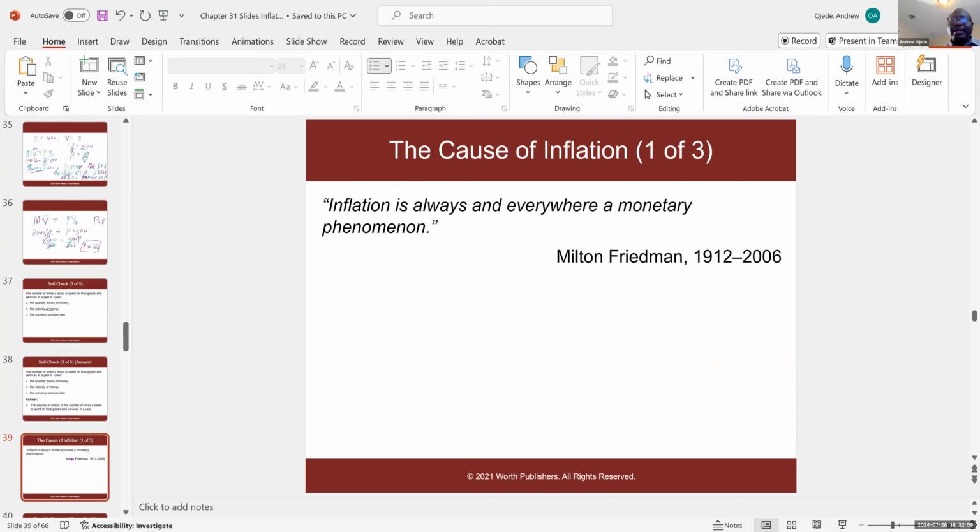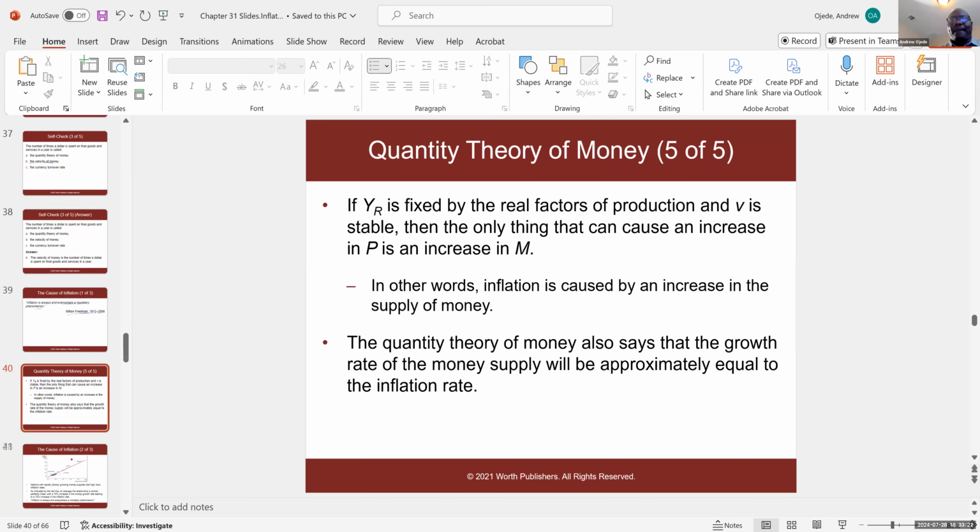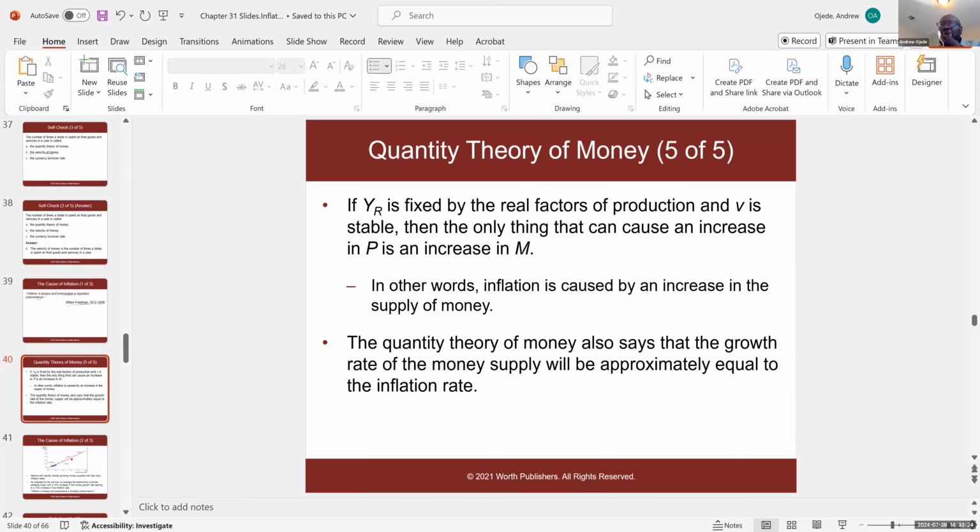So now let's talk about the cause of inflation. According to Milton Friedman, who is one of the best in the business, a Nobel Prize winning economist from the University of Chicago, inflation is always and everywhere a monetary phenomenon. That means it's mostly caused by the central bank printing money. All right? That's what we say.